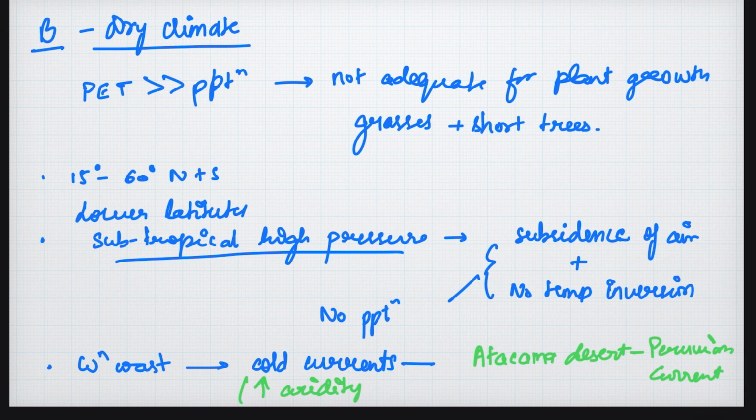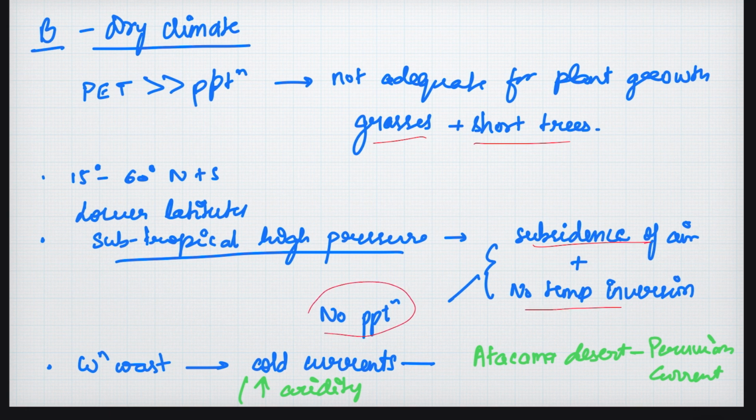Now, moving on to B type, that is the dry type of climate. Here we know that precipitation is much less than the evaporational loss, so the moisture is not adequate for the growth of plants. Only grasses and short trees grow here. It is found 15 degrees to 60 degrees north and south. In lower latitudes, subtropical high pressure is found, due to which there would be subsidence of air and no temperature inversion.